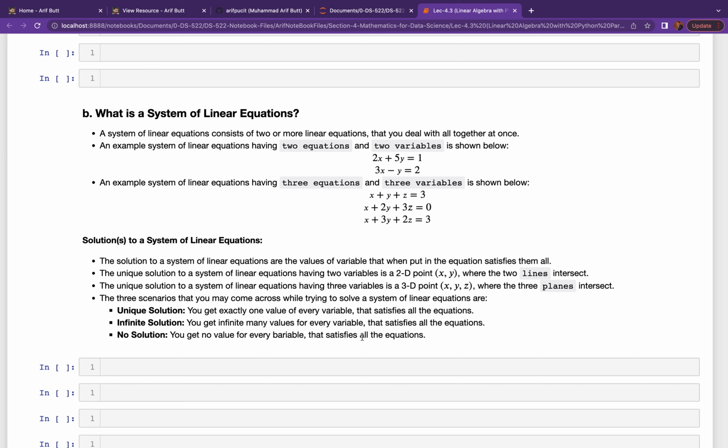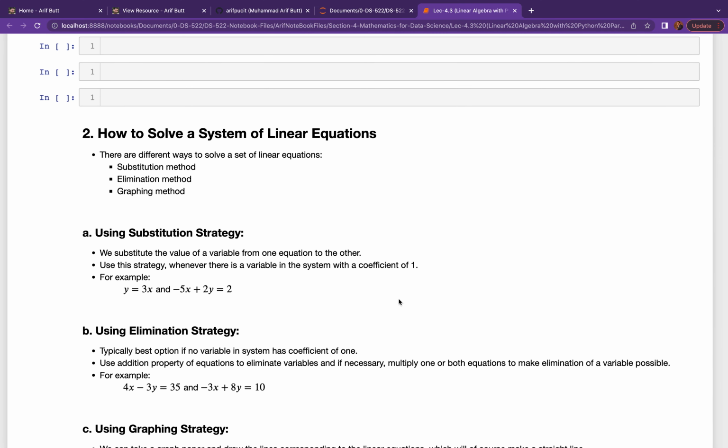Well, my dear students, given a system of linear equations, you can have a unique solution, you can have infinite solutions, and you can have no solution at all. Let me describe these scenarios one by one using examples. And before that, a quick recap of how you can solve a system of linear equations, and this we have done in our secondary schools as well, and that is using the substitution method, elimination method, and the graphing method. And of course, you have done it using linear algebra as well.